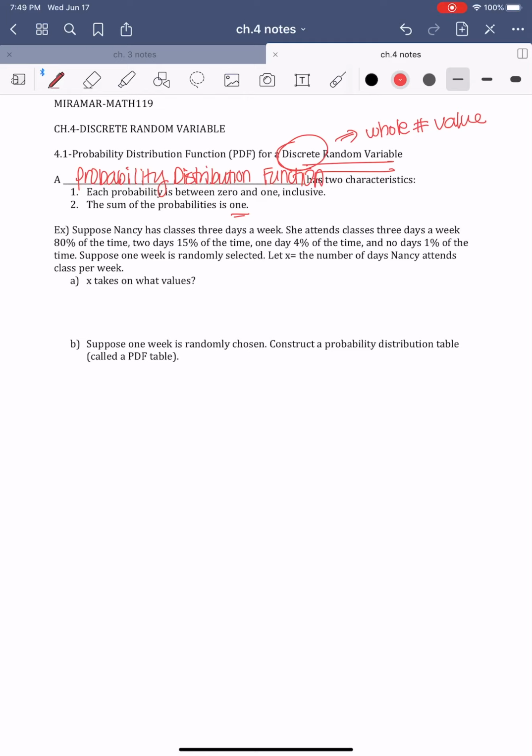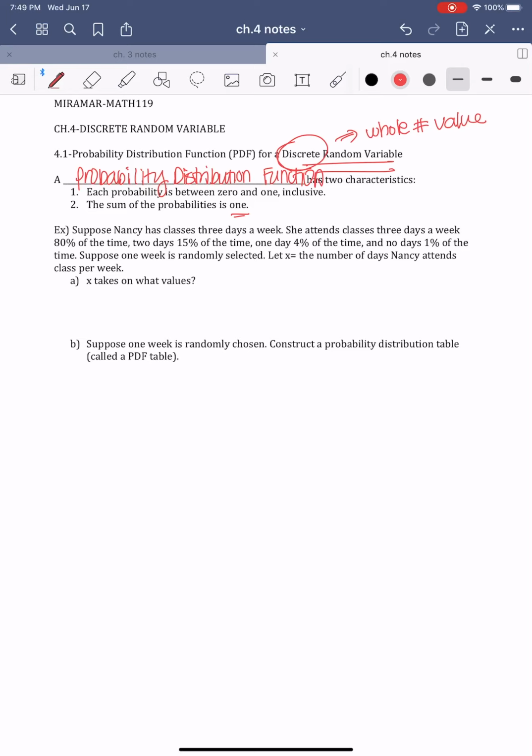Okay. Example, suppose Nancy has classes 3 days a week. She attends classes 3 days a week 80% of the time, 2 days 15% of the time, 1 day 4% of the time, and no days 1% of the time. Suppose 1 week is randomly selected. Let X be the number of days Nancy attends class per week. A, X takes on what values? B, suppose 1 week is randomly chosen. Construct the probability distribution table called a PDF table.